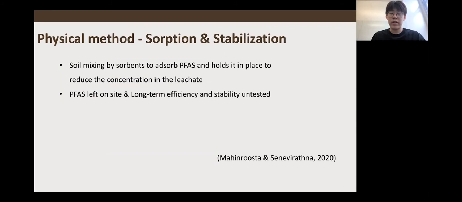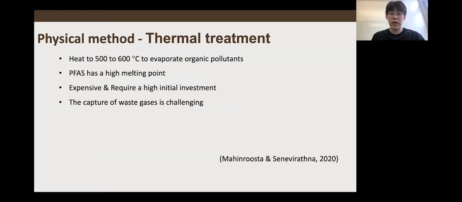And next one, adsorption and stabilization. This method also uses adsorbents. The difference is that PFAS needs to be fixed in place, and this will result in PFAS staying on site, and the long-term efficiency and stability are untested. And the last one, thermal treatment. The soil is heated to 500 to 600 degrees to evaporate PFAS. Due to the high temperature required, the method is expensive and requires a high initial investment. However, the capture of waste gases is challenging.